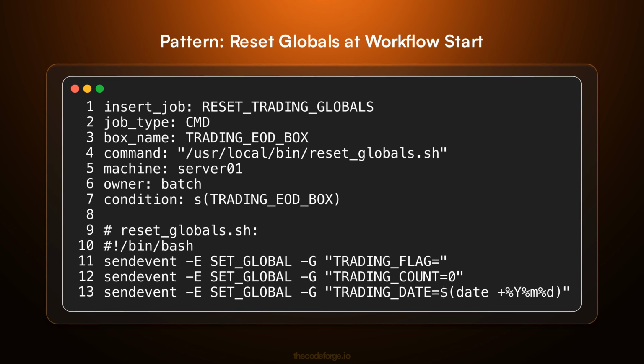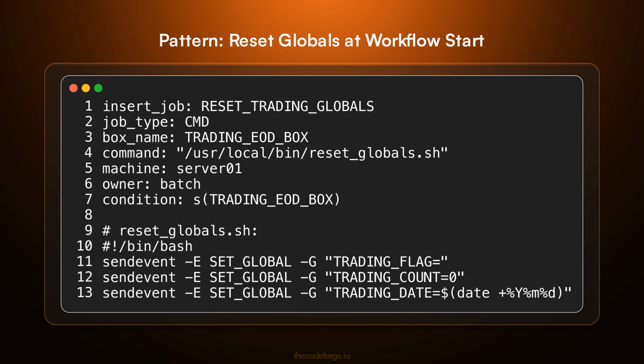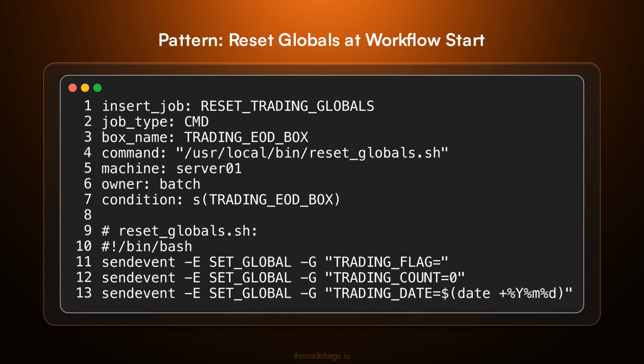The article mentions resetting globals at workflow start, but doesn't show a concrete JIL example. Here's a reset job that clears all workflow-specific globals unconditionally as the first job in a box. This prevents stale flags from the previous run.